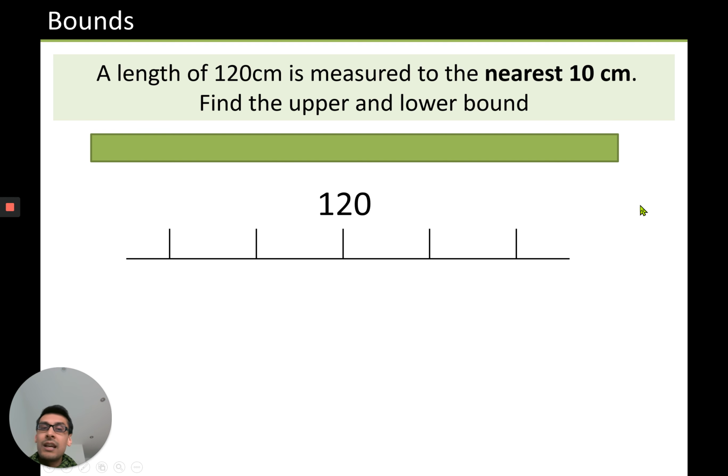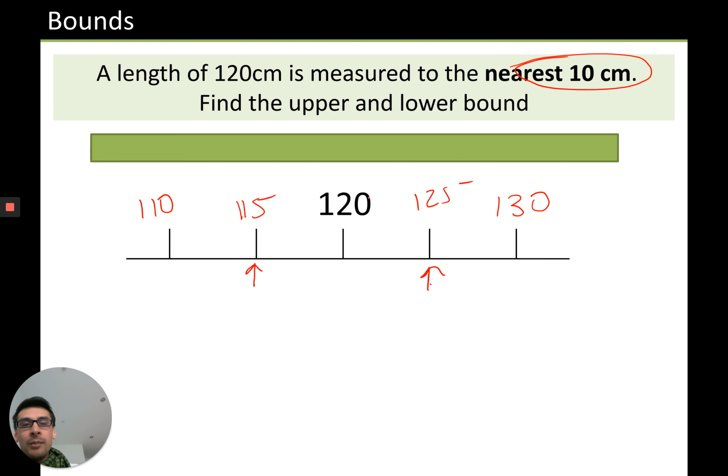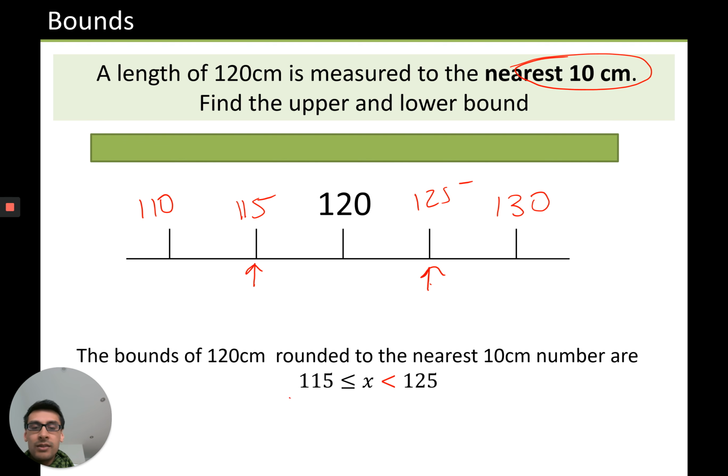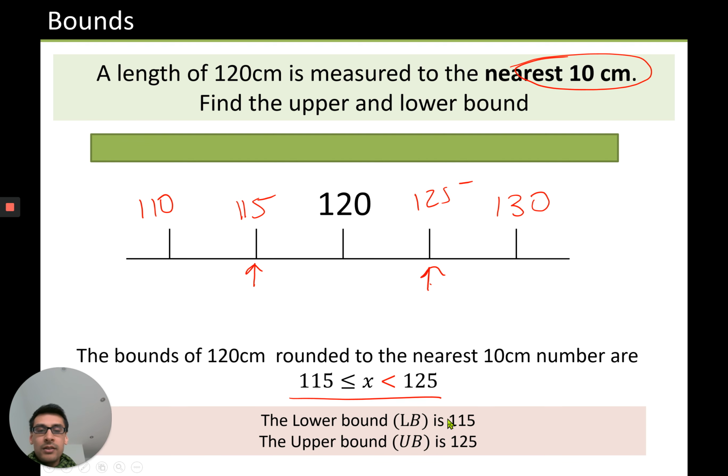Now it's to the nearest 10, so I'm going to add 130 to this line, and I'm going to add 110 to this line. These are now going up in 10. Now I'm obviously going to look at numbers here and here. So that's going to be 115, and that's going to be 125. So to the nearest 10, I'm adding 5 and then I'm subtracting 5. And as an inequality, I can write it just like you can see on the screen here, 115 to 125, and those are the upper bound and the lower bound.